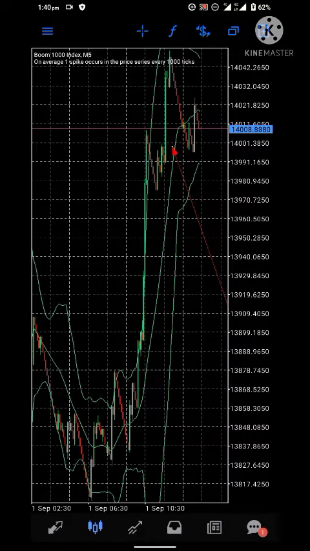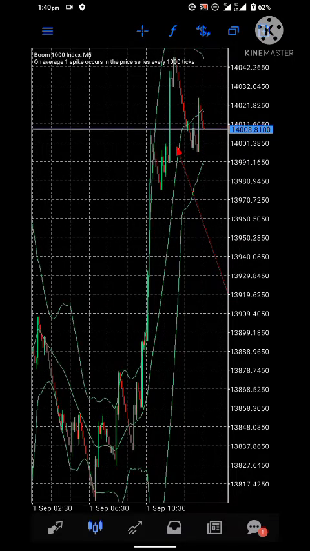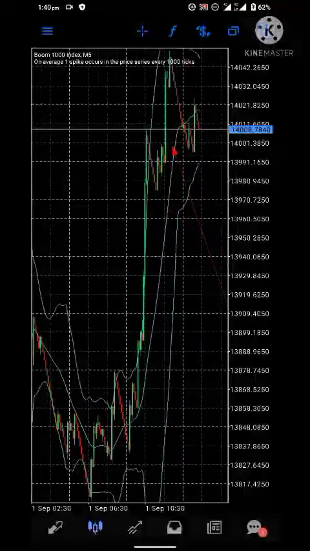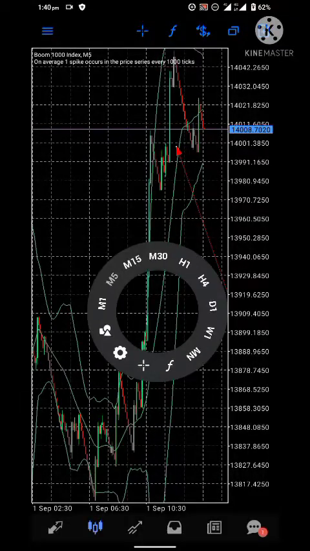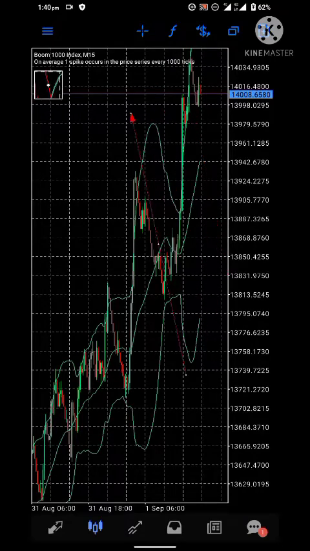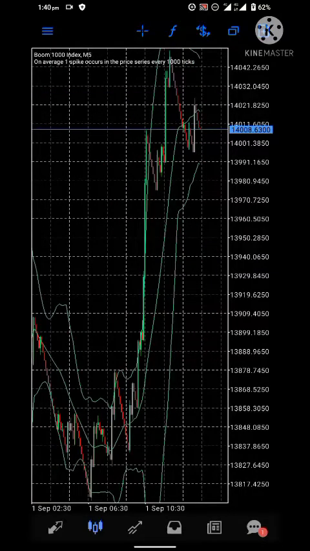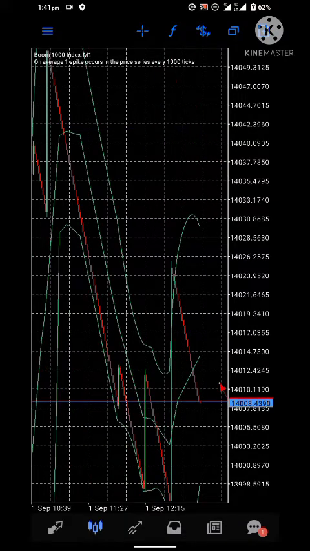Down to the 15 minutes, 5 minutes. So I can actually leave the chart and let it sell down to this point before I take a buy again. All right, so basically that's what occurs here.